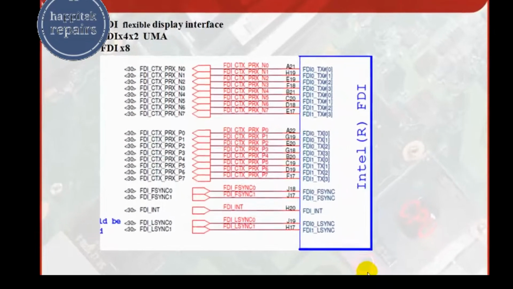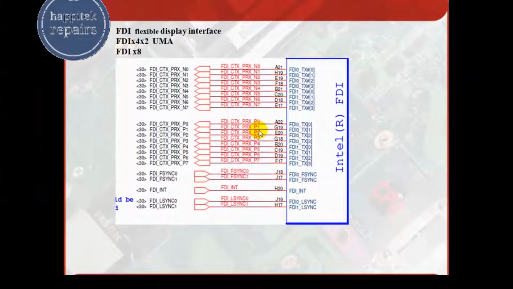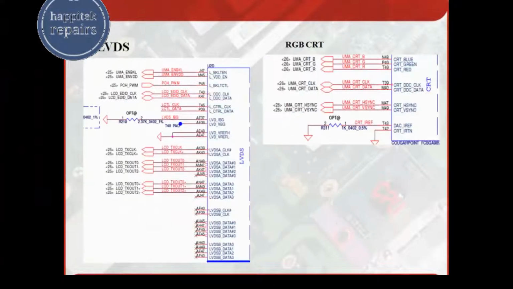If we go to the FDI, flexible display interface, then the connection will be like this, 4 bit, 0 to 4. For TX, again 0 to 4, two types of connection for P and N, like that. These are the connections for different components.